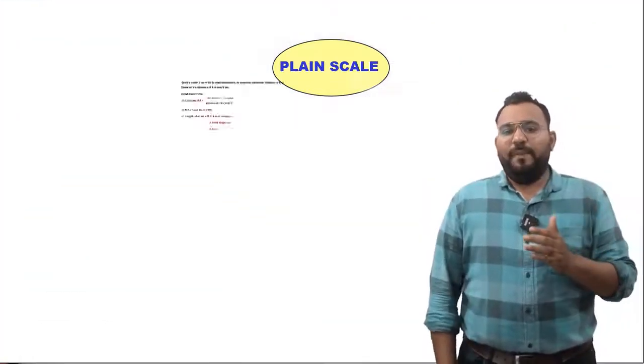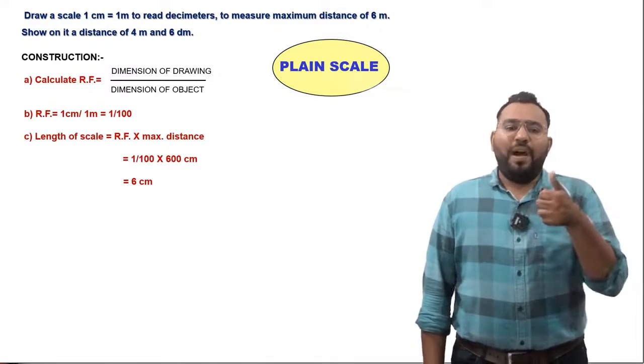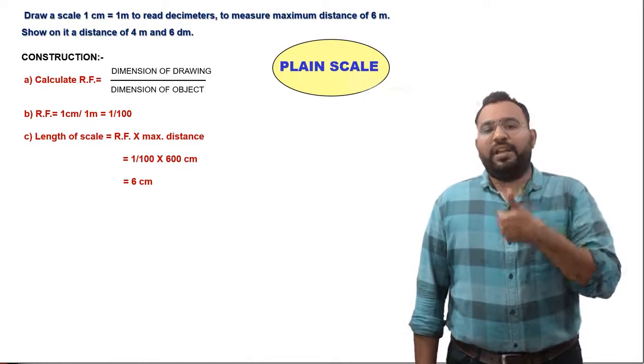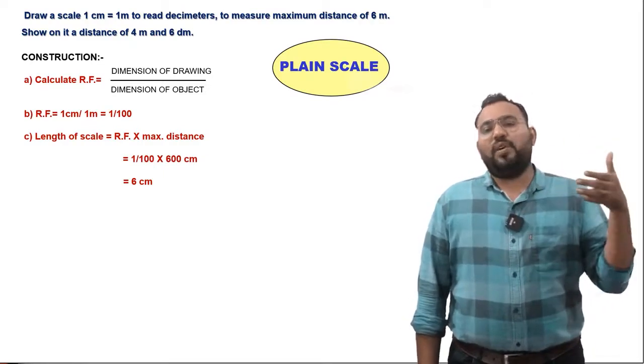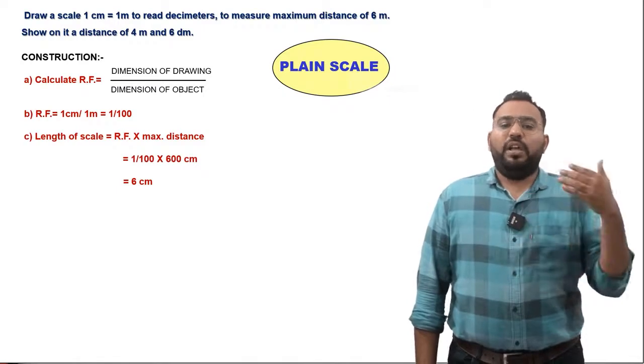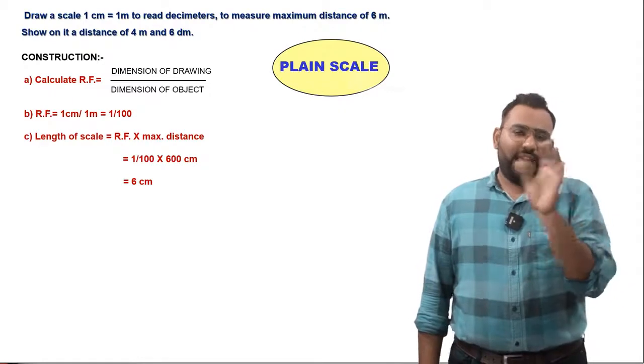Okay, so here the example is given. Draw a scale of 1 centimeter equal to 1 meter, to read decimeters, to measure a maximum distance of 6 meter. Show a distance of 4 meter and 6 decimeter. So here the example is given.